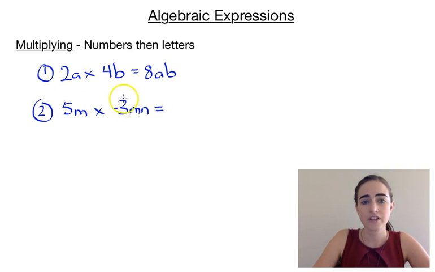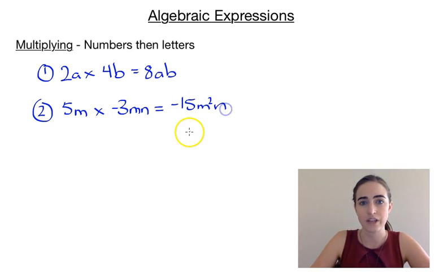Alright, question 2, we've got 5m times minus 3mn. So we're going to go 5 times minus 3 will give us minus 15. And then we've got an m times mn. So the two m's multiplied together will give us m squared, and then we've got that n on there as well.